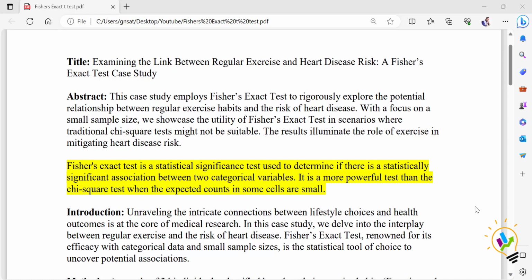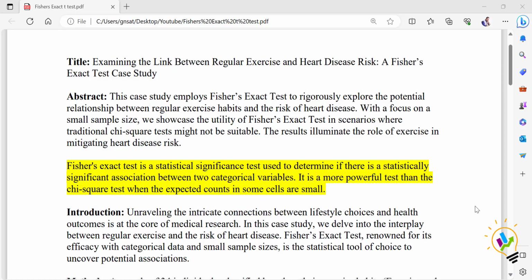In this video, I am going to discuss Fisher's exact test. Fisher's exact test is a statistical significance test used to determine if there is a statistically significant association between two categorical variables. It is a more powerful test than the chi-square test when the expected counts in some cells are small. That is, if the expected count is less than 5, then we must use Fisher's exact test. If it is more than 5 in all the cells, we can use the chi-square test as usual. But if the expected count is less than 5, then you must use the Fisher test.